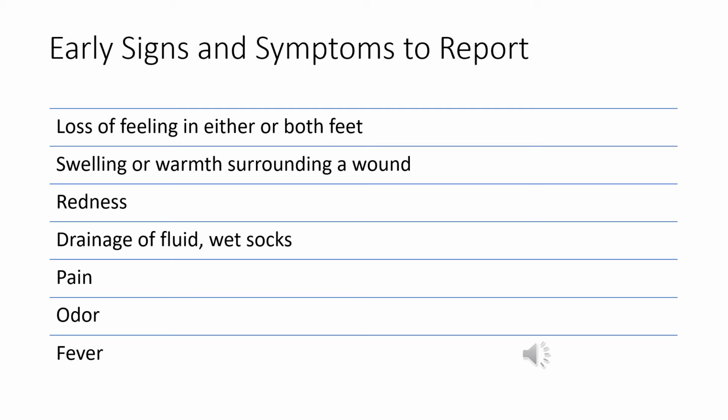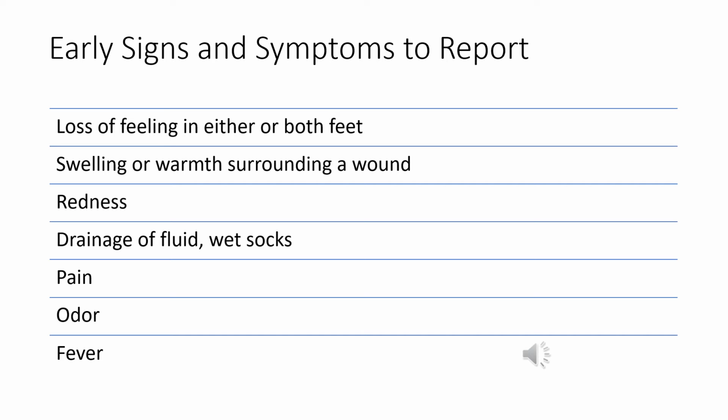There are 4 stages to a diabetic foot ulcer. It is crucial that when any of these early signs and symptoms are observed, it is reported to your healthcare provider. Early detection of an oncoming foot ulcer can save a patient's foot or limb from being amputated if it can be healed in a timely manner.